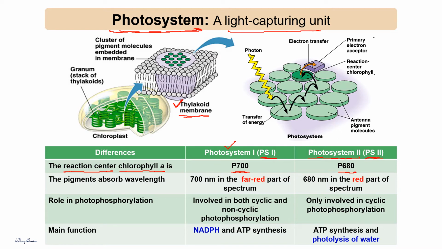However, the name is given depending on the wavelength of light absorbed by chlorophyll A. For photosystem 1, the chlorophyll A absorbs best at 700 nanometers, which is actually the far red part of the light spectrum. And in photosystem 2, the chlorophyll A absorbs best at 680 nanometers, which is actually the red part of the light spectrum.